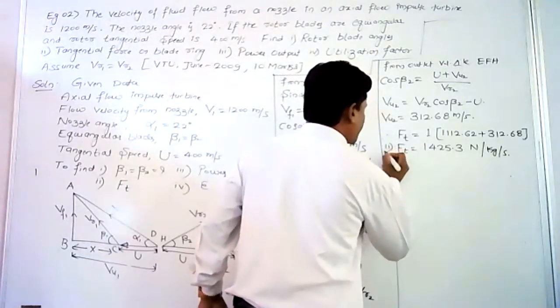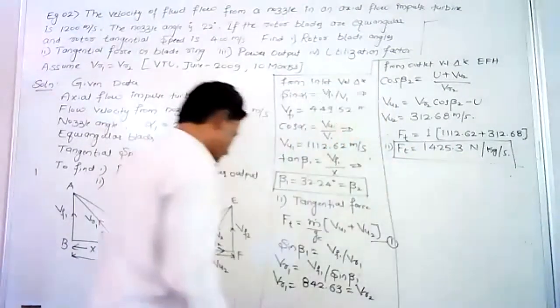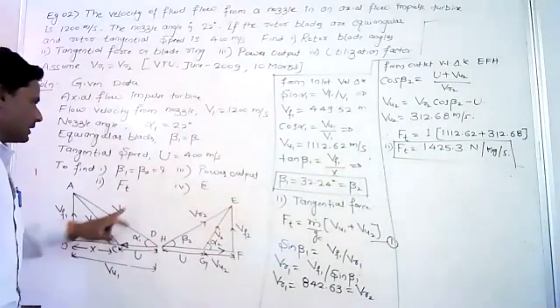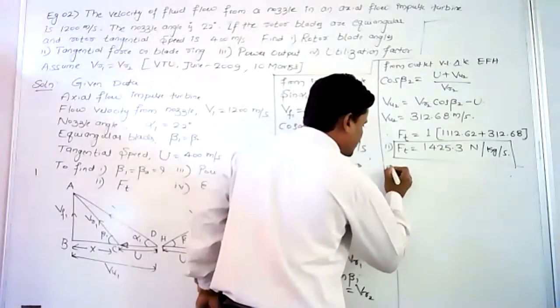The tangential force. This is the answer for the second bit. Okay, this was the first bit, and this is the second bit. The third bit is power output.